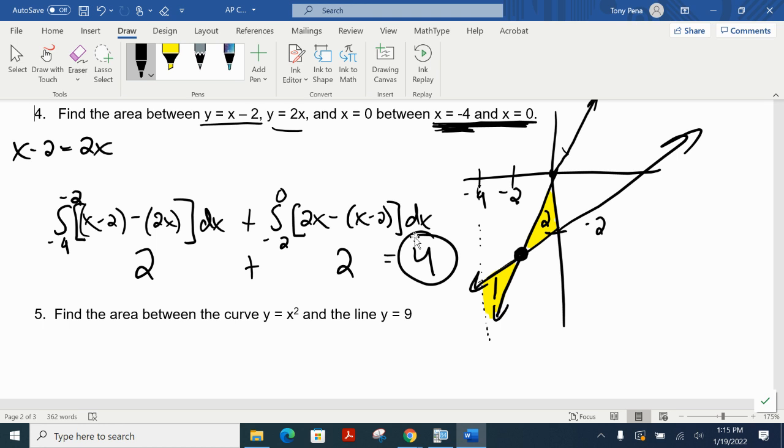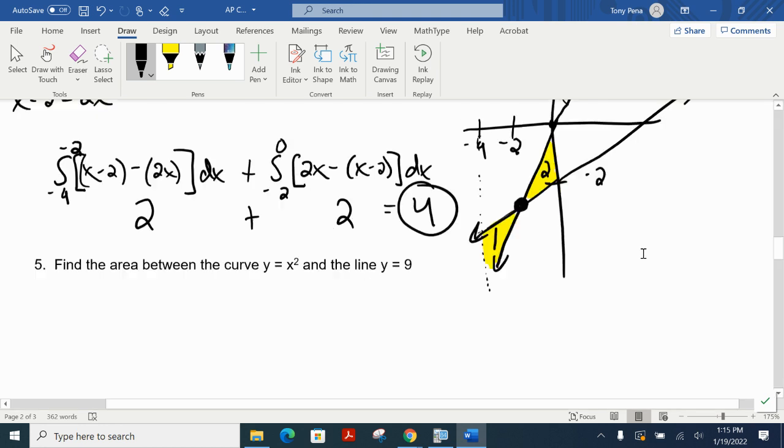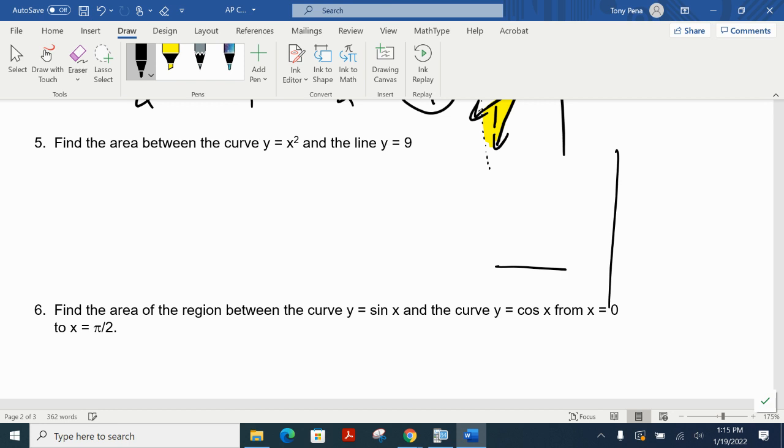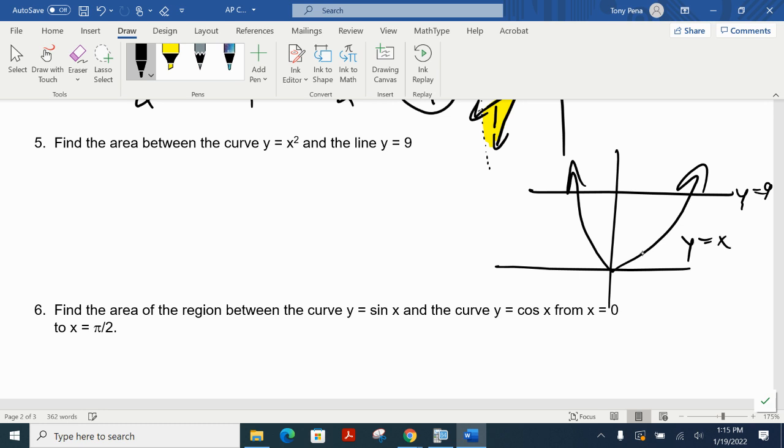Should be a nice number also. One we probably don't really need to use our calculator to graph. Simple horizontal line, parabola. No interval was given, so you're just looking for this region right here.